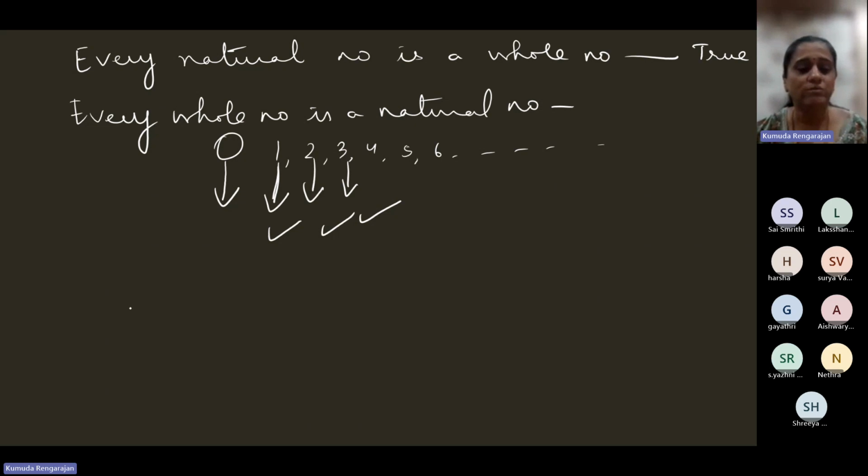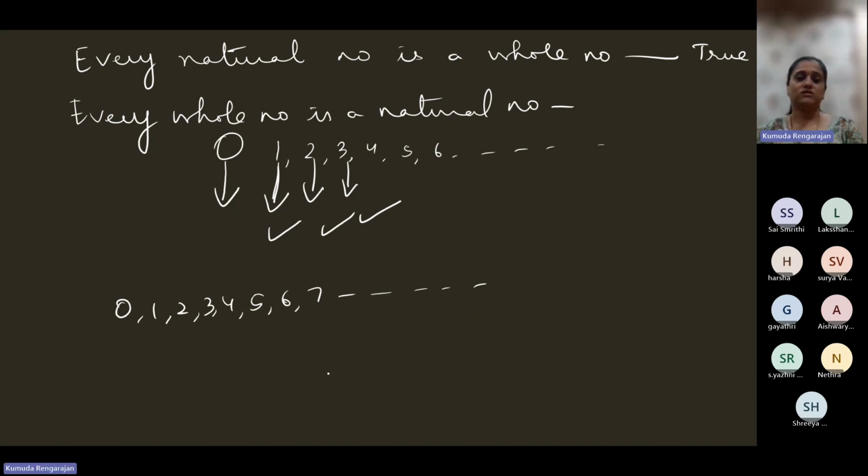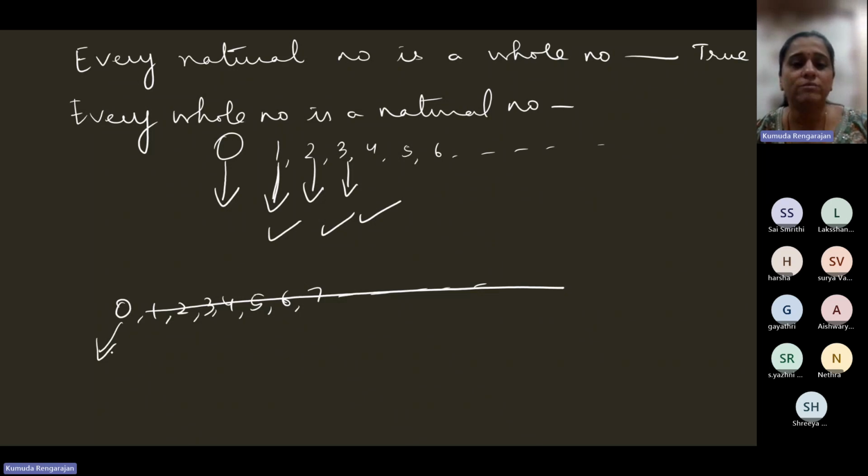What are whole numbers? 0, 1, 2, 3, this collection. Every whole number is a natural number. Yes, all of these are natural numbers, except this one. This one is a whole number, but it's not a natural number. This is the only exception. Otherwise, it's true. No, there is an exception, no? So it's false. Because it's not always true.